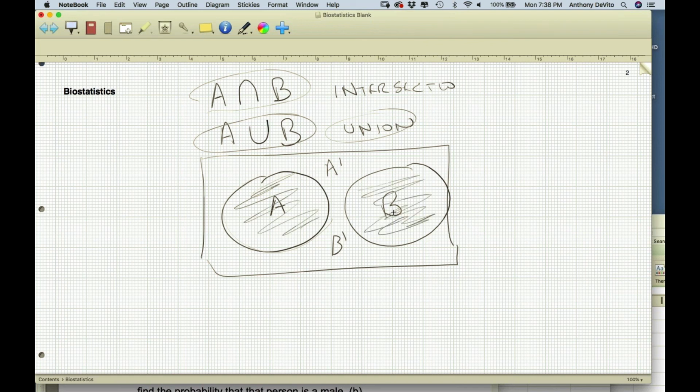Okay. What would be contained in the union of A and not B? Right? Will that be what's in here and whatever's not in B as well? Let me try another piece of paper here.